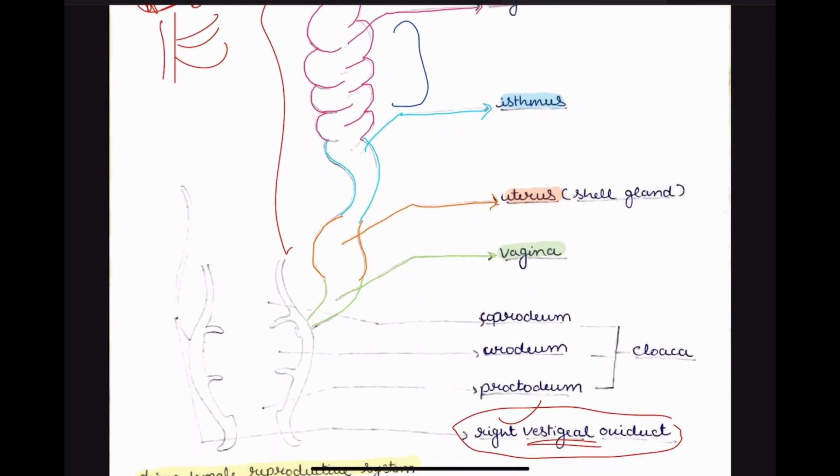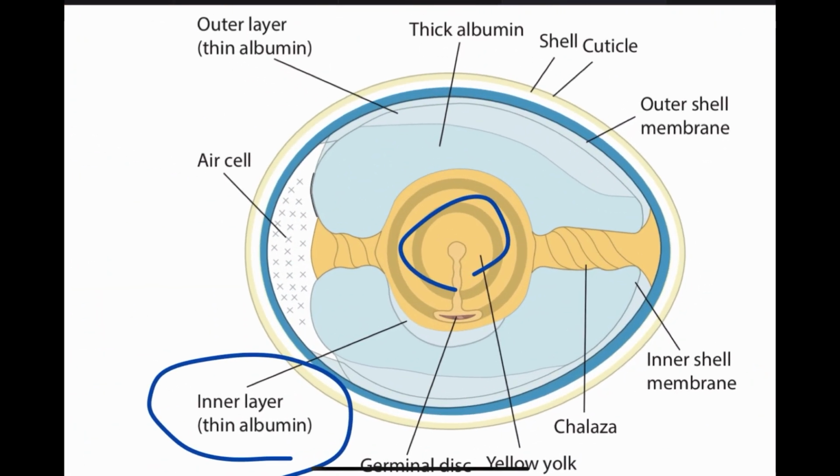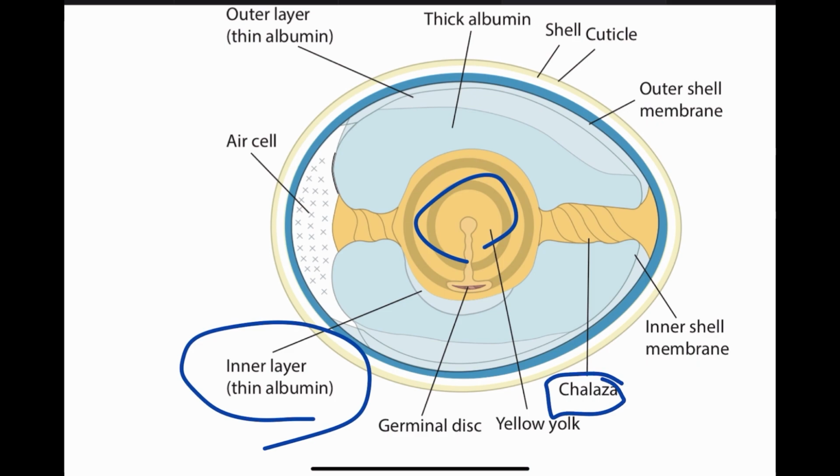And what is the significance of this coiling and presence of large mucus folds? So see, there's a structure called chalaza. Chalaza basically suspends the yolk along with the germinal disc inside the egg. And how is this chalaza formed?